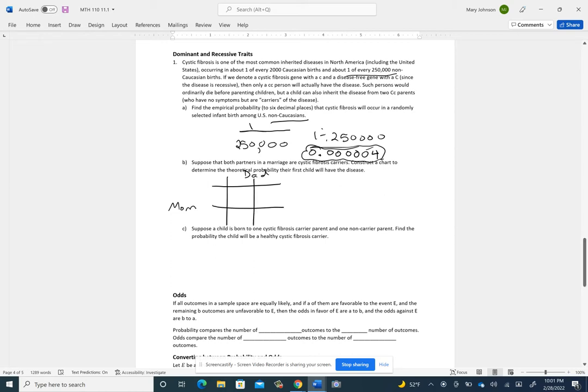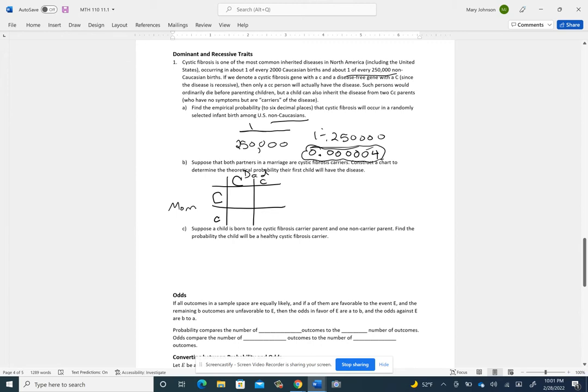Capital C is a disease-free gene. So the mom must have one disease-free one, and then little c would be the cystic fibrosis gene itself. And the dad would be the same way. So neither one of them has the disease, but they are carriers of it. Our job on this one is to construct this chart, which we're about to do, so we can determine the theoretical probability that their first child will have the disease.